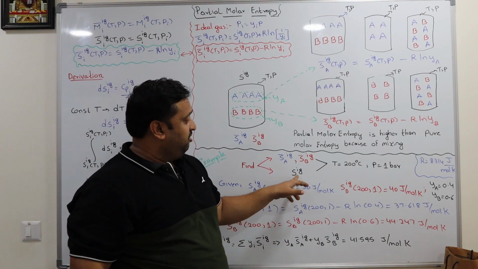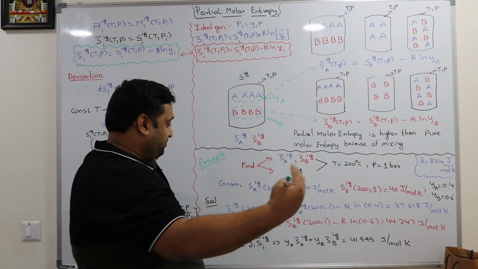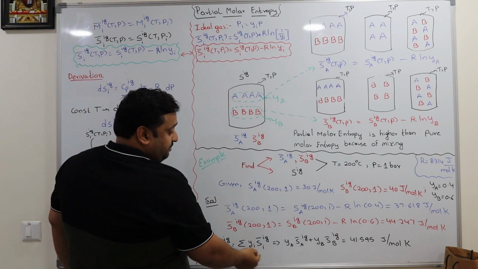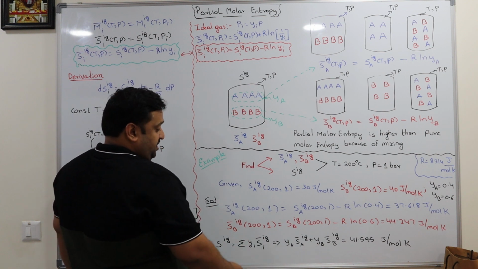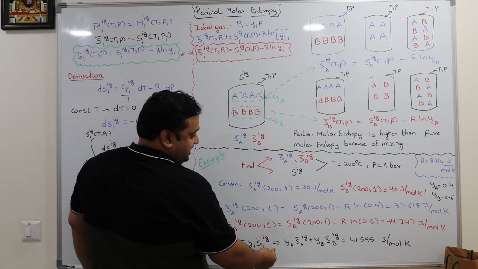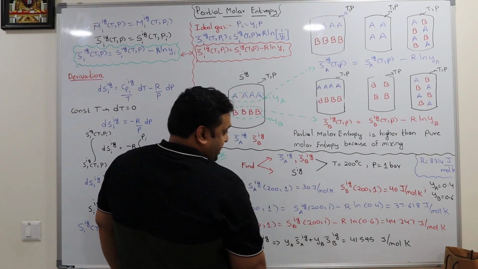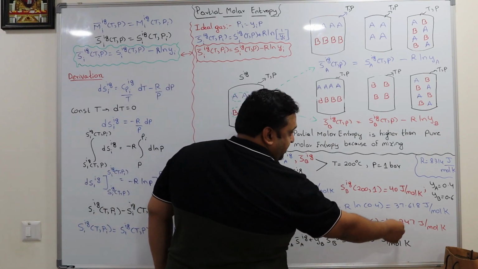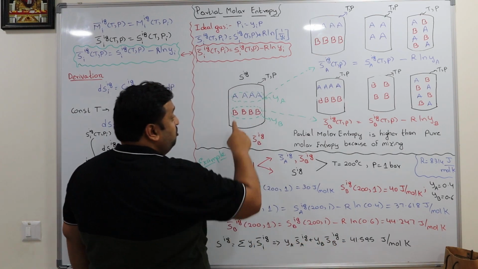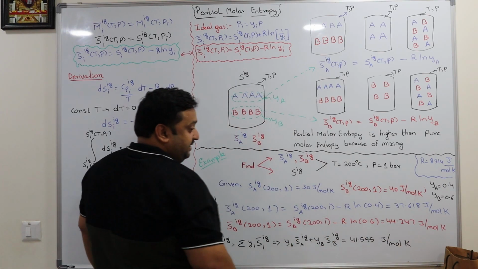The third thing we have to find is the total entropy of the mixture. We use the summability relationship. From the summability relationship, the total entropy of this mixture is the summation of the partial entropies. If I expand, the sum of Yi S bar i ig is nothing but Ya S bar A ig plus Yb S bar B ig. I know S bar A, I know S bar B, I know Ya, I know Yb. If I calculate, the total entropy of this mixture is around 41.595 joule per mole Kelvin.